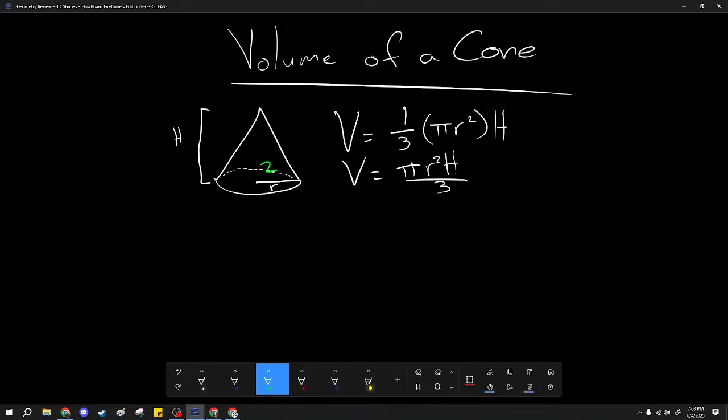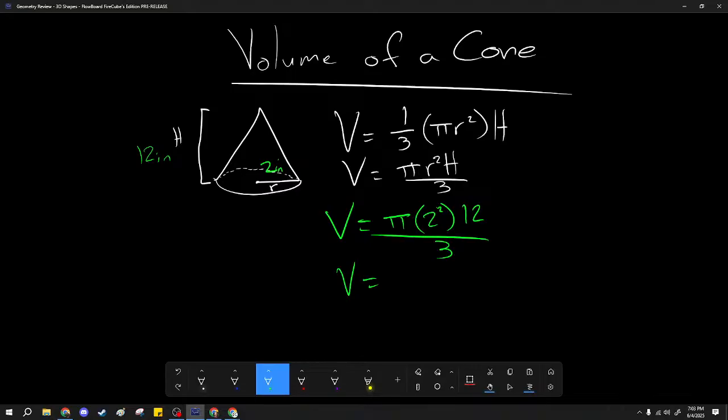And we'll say the height of our cone is 12. And let's say it's inches. So 2 inches and 12 inches. Volume of a cone is pi times the radius of the base squared times the height, which is 12 over 3.